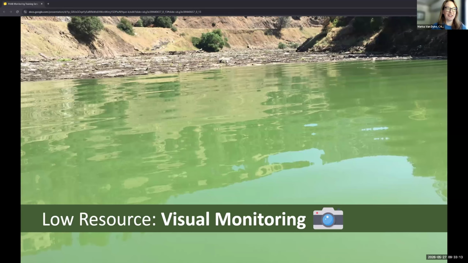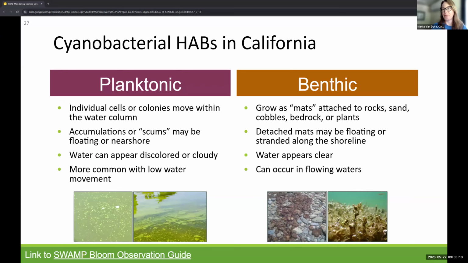Great, so we're gonna go again with low resource, starting from the beginning. Okay. So when folks are in the field, for visual monitoring, we like to provide training that you can see both planktonic and benthic blooms at the same site or just one or the other. So it's important to have understanding of both. Again, planktonic are free floating in the water column, and benthic are found grown attached to bottom substrate.